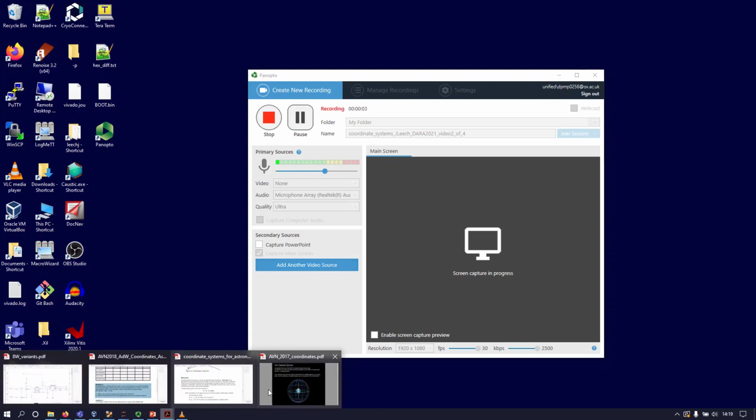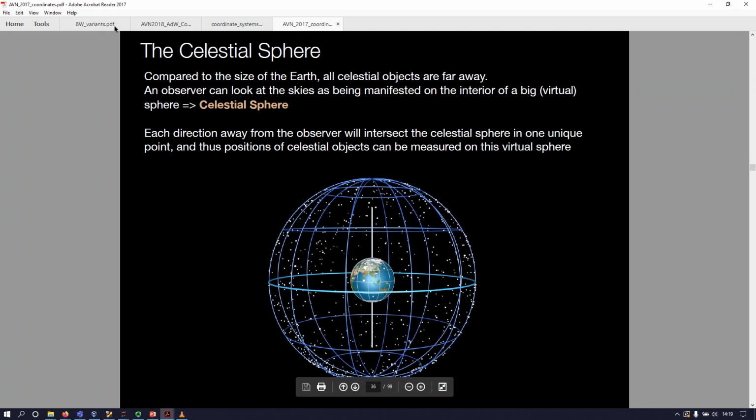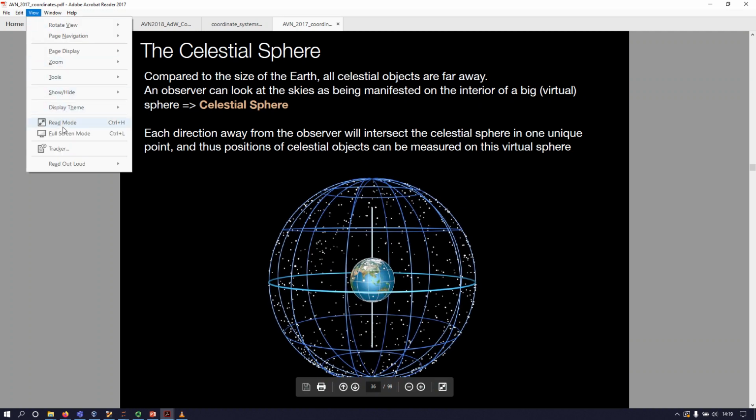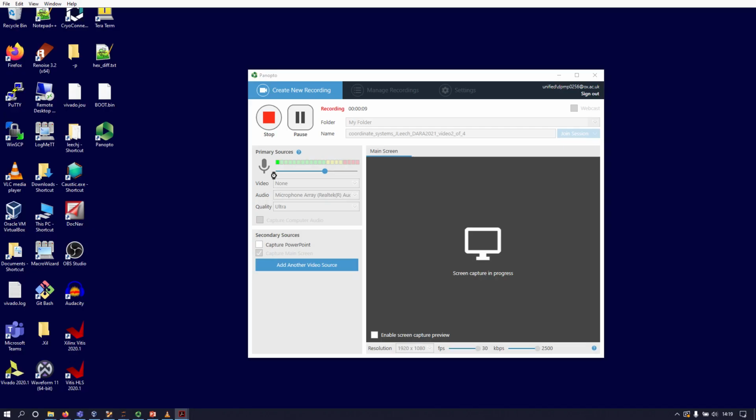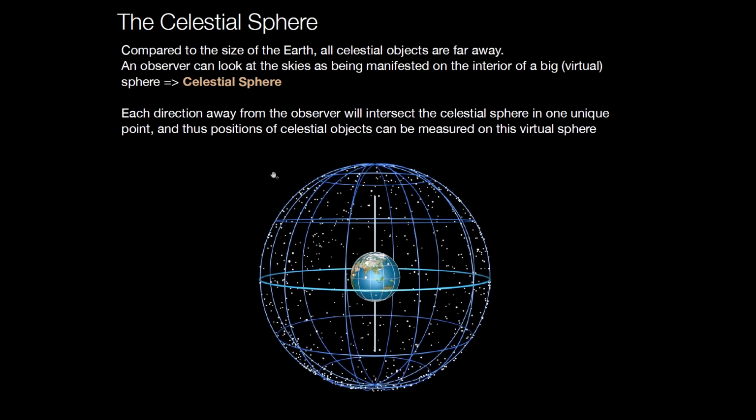Okay, so in the first part of the talk, we got as far as talking about the definition of the latitude and longitude coordinate system for describing points on the surface of the planet, the Earth. So now we'll talk about generalizing that out to what's called the celestial sphere.